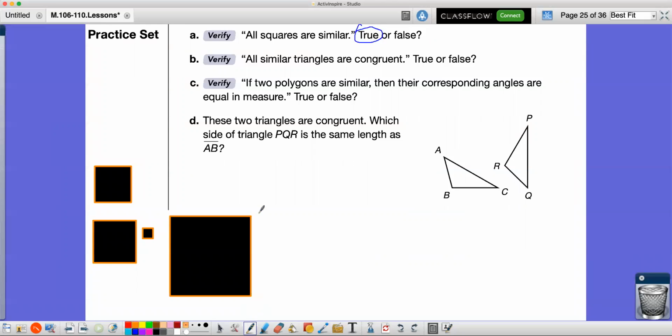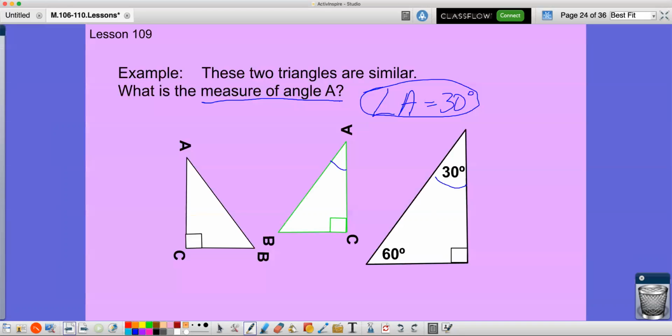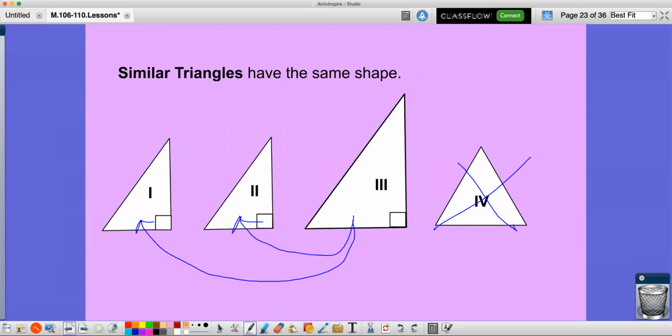Okay, let's move on to letter B here. All similar triangles are congruent. True or false? You should have answered false on this one. All similar triangles are not congruent. Okay, so if you look at these two, these are similar triangles, but they're not congruent because they're different sizes and different shapes.